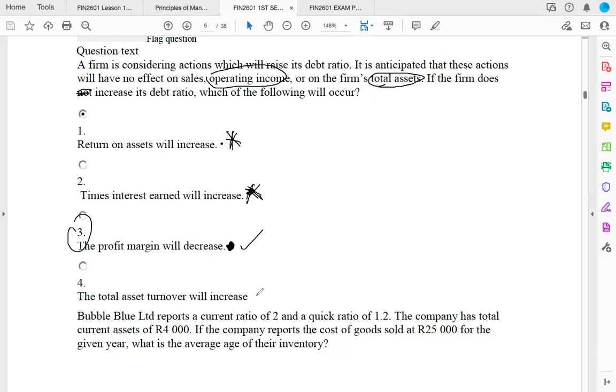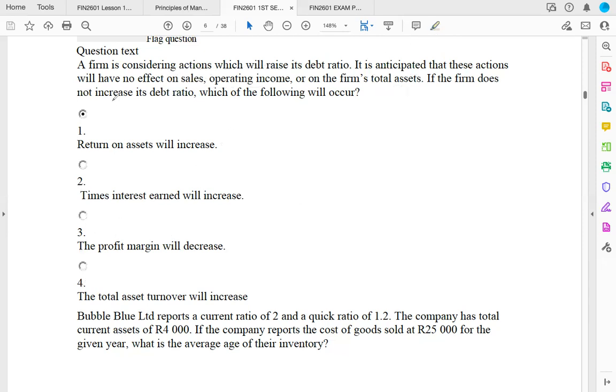Total assets turnover will not change, right? Because it's sales over total assets, and we've been told that our sales are going to remain the same and the total assets remain the same. So this one wouldn't change. This one would decrease due to the higher interest expense being divided into the EBIT, and then this one would decrease. So let's say the question had said, if the firm does increase its debt ratio, which would occur, I would pick option 3, and that would make sense.